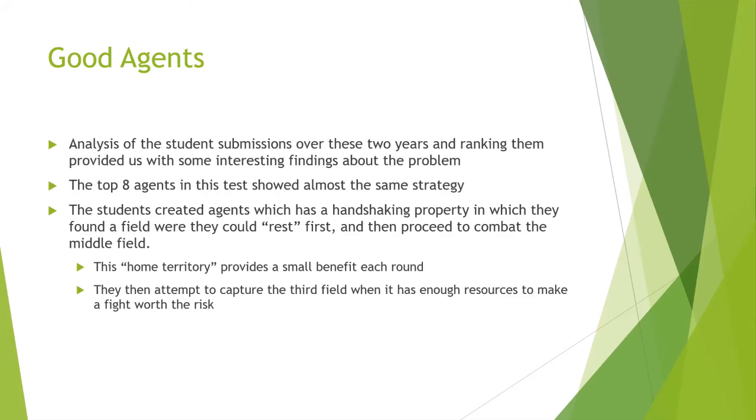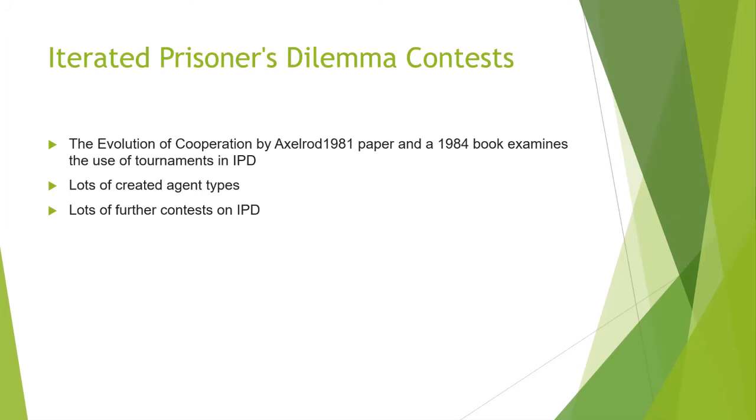We can see this almost as a home territory, which provides a small benefit each round as the moose is still eating the current location. And then there's an attempt to capture that third field when the resources make it worth a fight. So this is very close to some of the old iterated prisoner's dilemma contests.